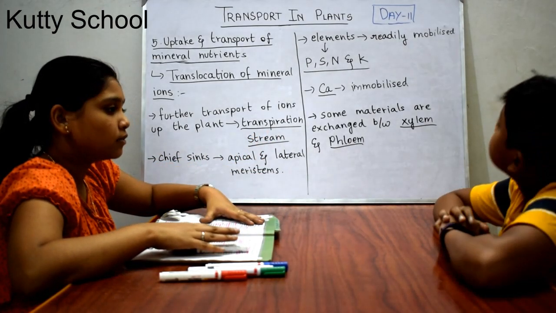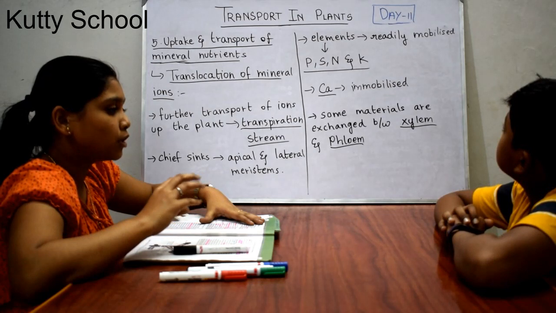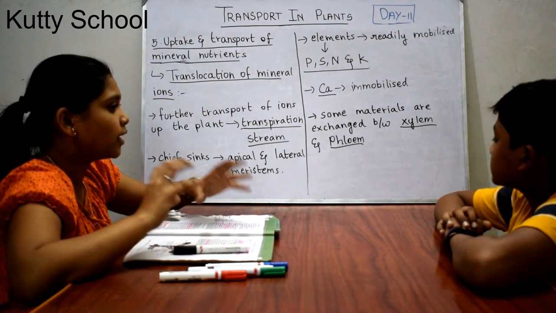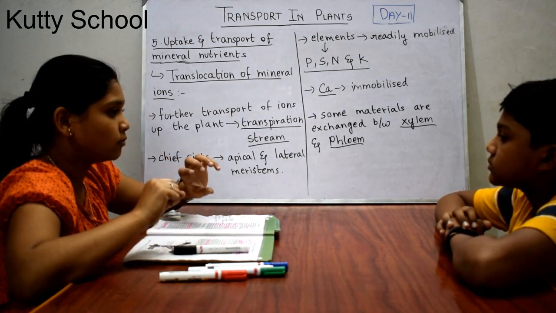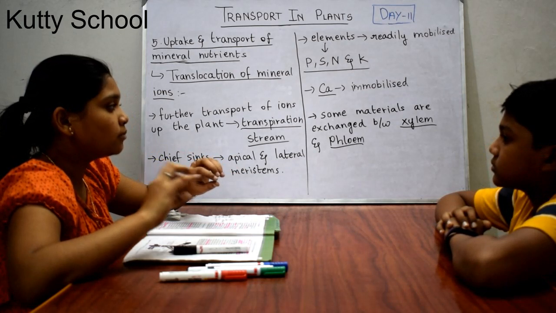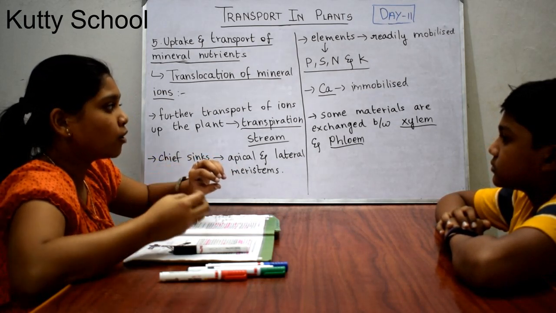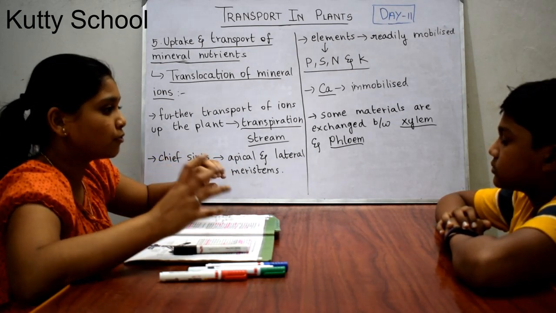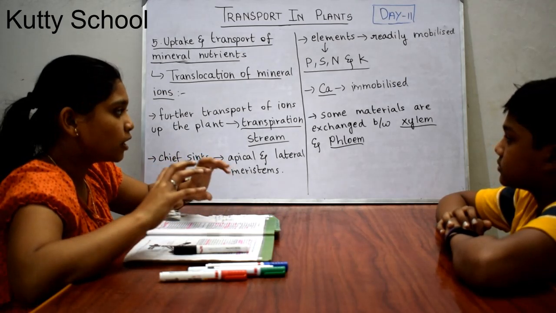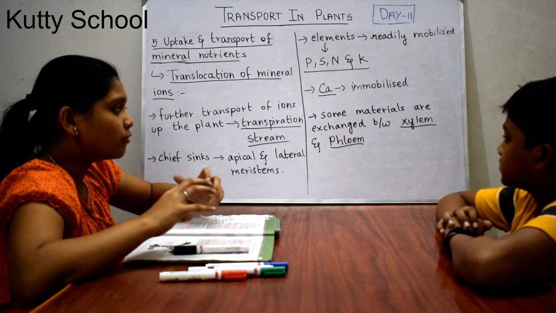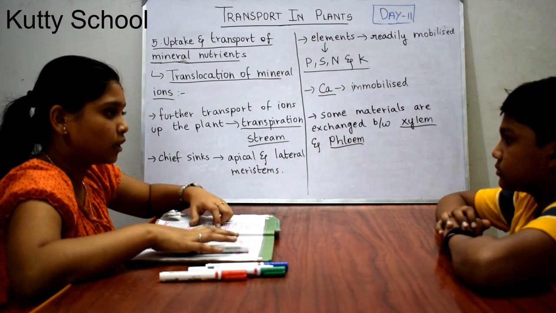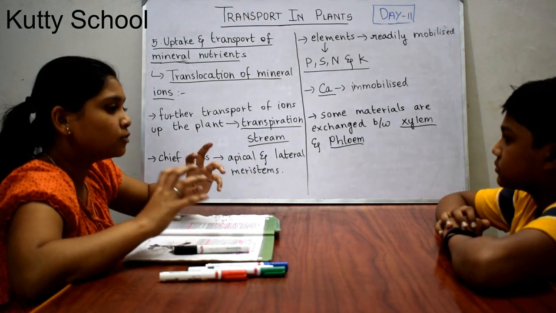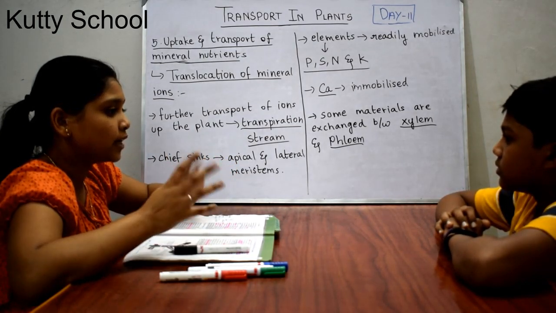Xylem transports water, mineral ions and everything, so there is some exchange between the xylem and phloem. Sometimes a little amount of water is exchanged from xylem to phloem. So we cannot say accurately that it is only for one function. Whenever the plant needs something, it can absorb it from xylem or phloem.